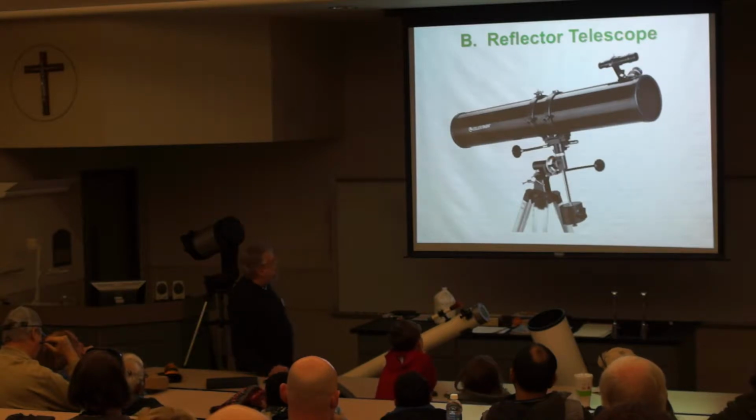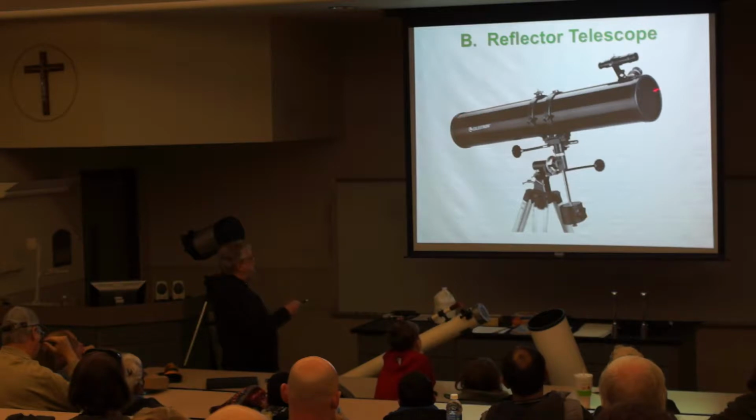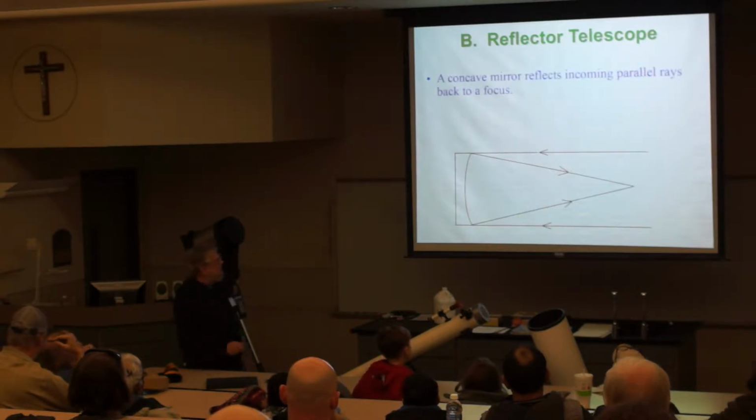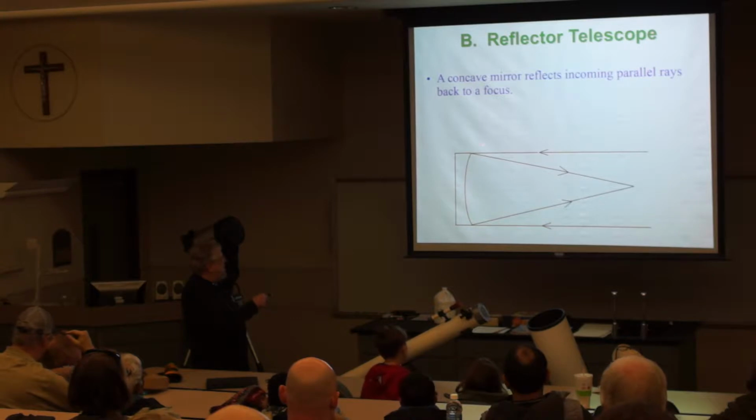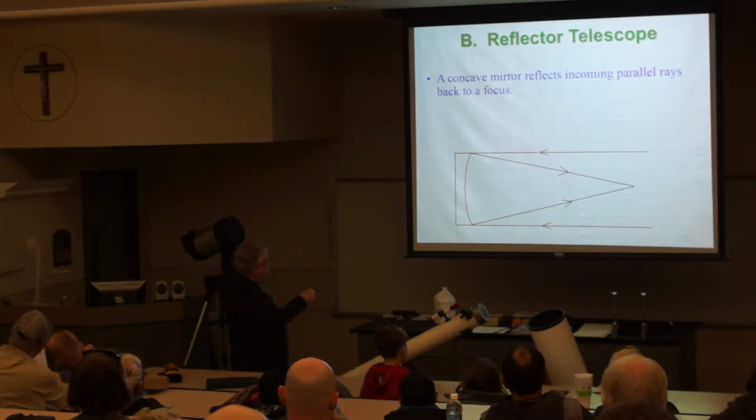On to reflector telescopes. This is the type with a mirror in the back, open in the front, and a number of various things can happen with the light after it's gathered by the mirror. The basic principle is that a concave mirror will gather the incoming light and bring it to a focal point, just like the lens did.